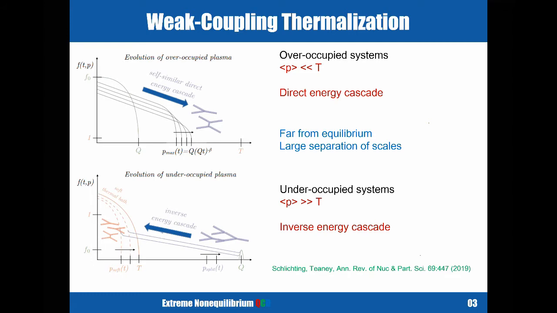During this equilibration process, we have a self-similar direct energy cascade, which is the turbulent nature of this overoccupied system. The other commonly discussed far-from-equilibrium system is the underoccupied plasma, which is in the opposite situation: we have larger initial momenta compared to the temperature. We can see this in this cartoon: a particle, either gluon or quark, at a very high scale, and the energy should be transferred to the soft scale in order to thermalize. This process is called inverse energy cascade. What is important about these two systems is that the overoccupied system is in some sense similar to the initial stage in the hadronic collision, while the underoccupied plasma is very similar to the mini-jet or jet evolution in the hadronic collision.